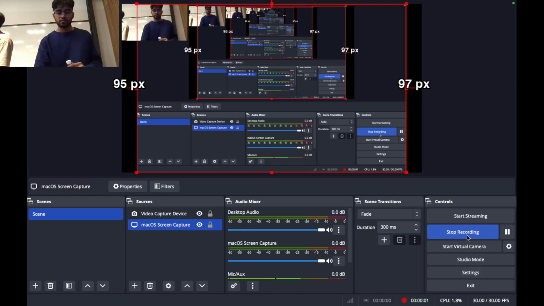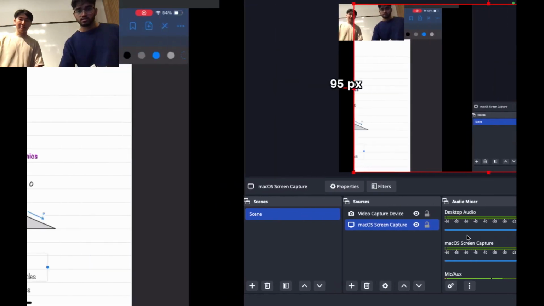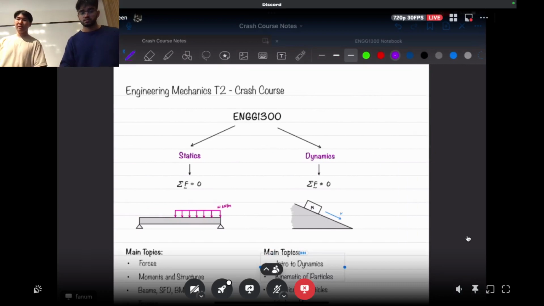Easy. Does it record when you change screen? Yeah, it does. Okay, bet. Yeah. All right, cool. And is it recording webcam? It's recording webcam as well, yeah.